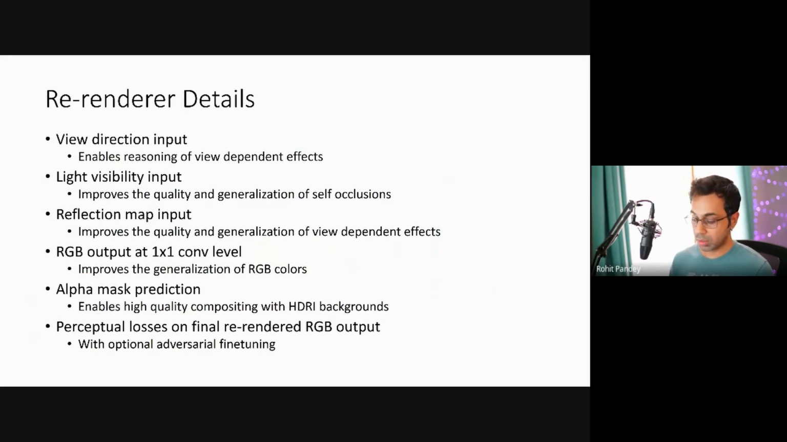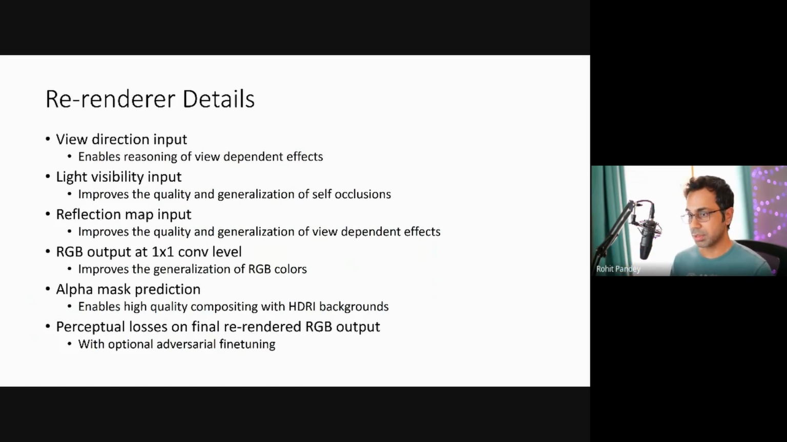We also output an RGB image at the 1x1 conv level itself and feed that to the re-renderer. What this does is it improves the generalization of RGB colors, because the network is forced to use all the information at a 1x1 conv level, or a 1x1 pixel level, and synthesize the final RGB. And thus it prevents the final neural re-renderer, which is a large U-Net, from overfitting to the textures that it has seen during training.